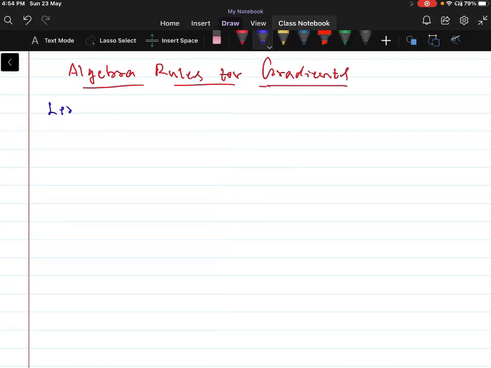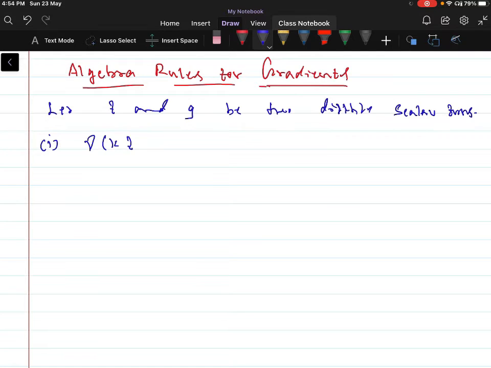The algebra rules for the gradients. Let f and g be two differentiable scalar functions. Gradient of k into f can be written as k into gradient of f, where k is a constant. It is called the constant multiple rule.